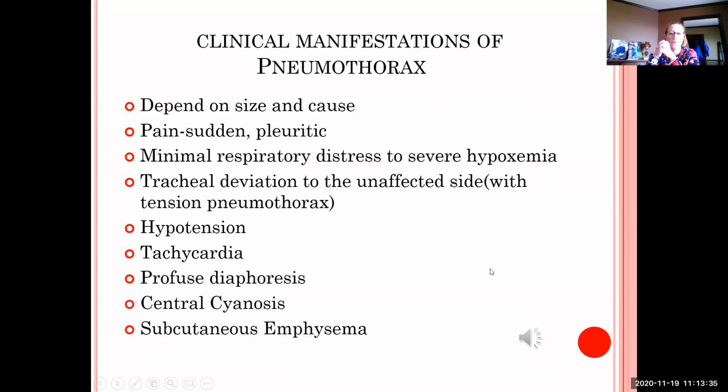So with the tension pneumothorax, they're going to have tracheal deviation to the opposite side, to the unaffected side. So that trachea will deviate away from the side that actually has the tension pneumo in it. Pneumothorax in general is going to depend on the size and cause. They might have sudden pain that's pleuritic in nature, so it hurts more with the breathing cycle. Hypotension, tachycardia, diaphoresis, central cyanosis, and subcutaneous emphysema. So they'll have that Rice Krispies feeling under the skin that you're going to assess for. And they're going to have diminished breath sounds on the side the pneumothorax is in.